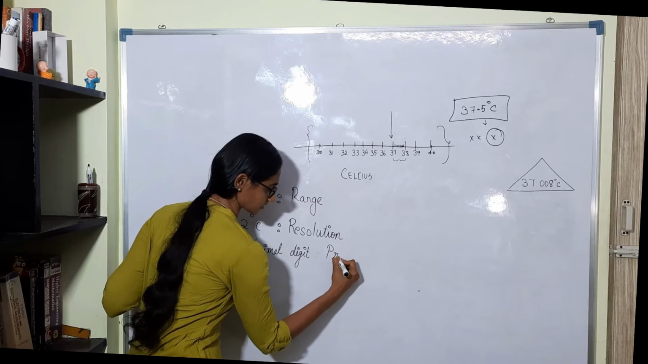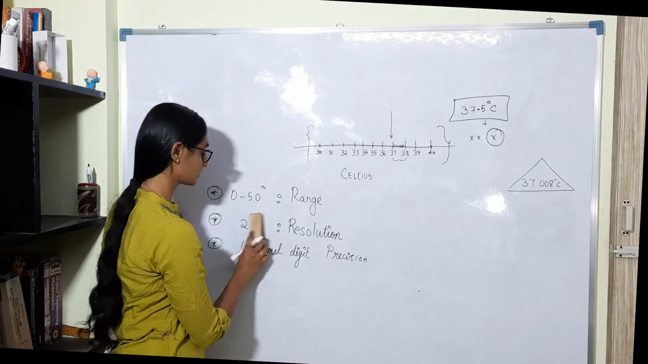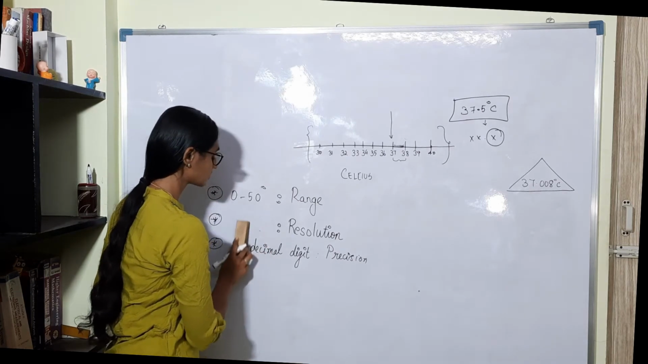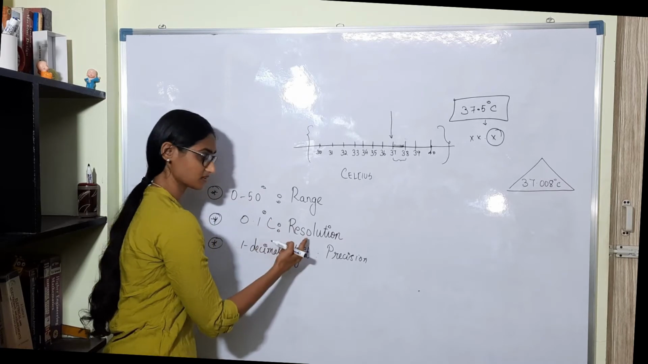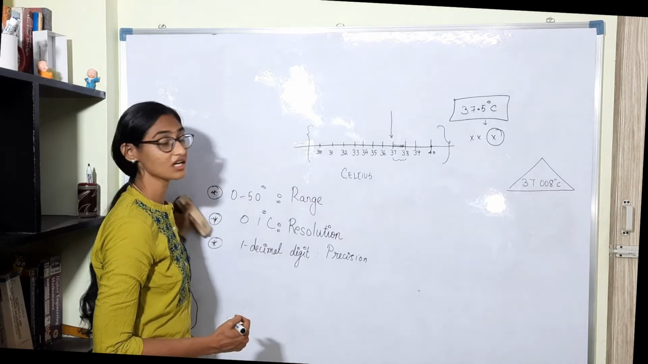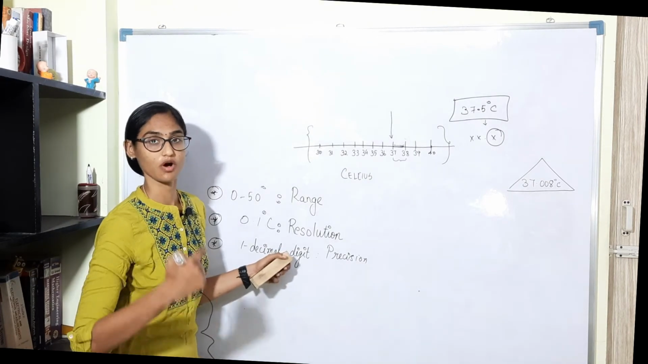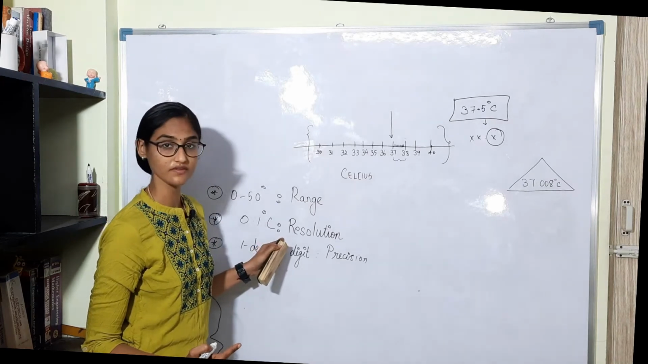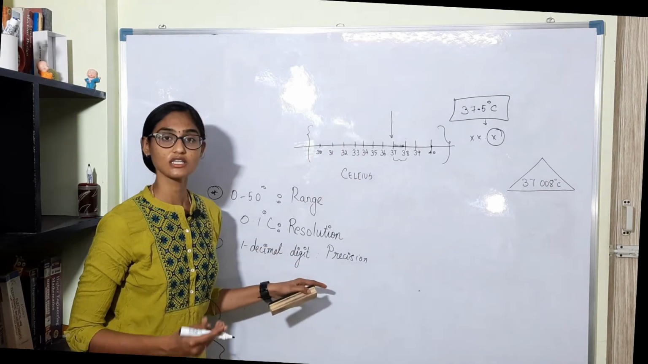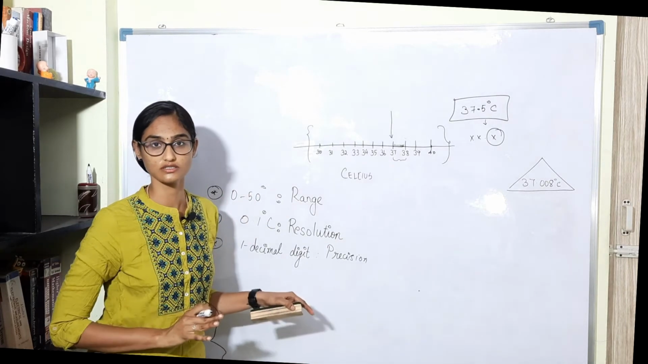That is its precision. Here, what is the resolution of this device? It is not 2 degrees Celsius, it is 0.1 degree Celsius. That is the resolution of the device. Resolution and precision aren't the same. Resolution is the smallest amount of temperature that it is capable of measuring, and precision is the number of significant figures which will be shown in that display.